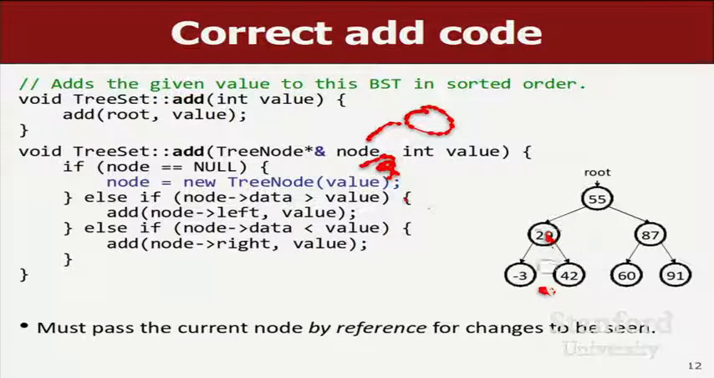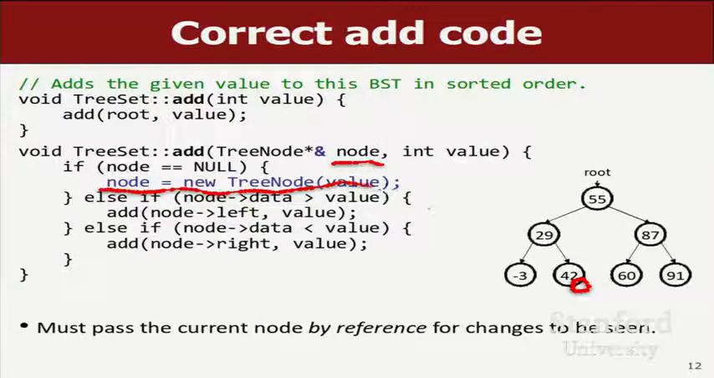But if I pass the pointer by reference, then what I'm really saying is node really should be like this pointer. And so if I set node now to point to something, then the part of the tree that we're interested in will also point to the thing that we make it point to. So when I say node equals a new tree node, it really does go down here and make this thing point to a new tree node storing a 45. And so that one little character makes a really big difference here.